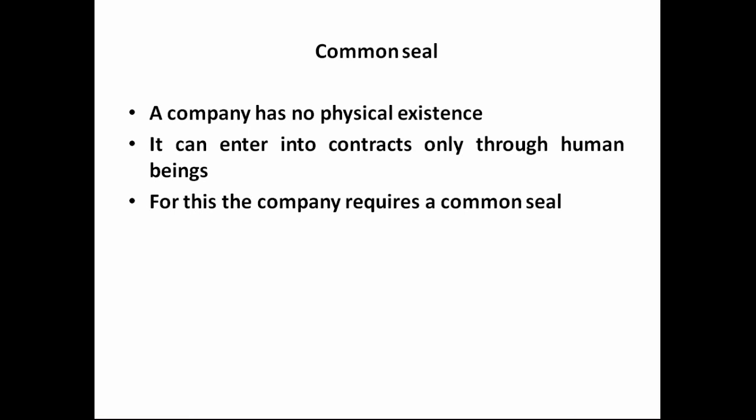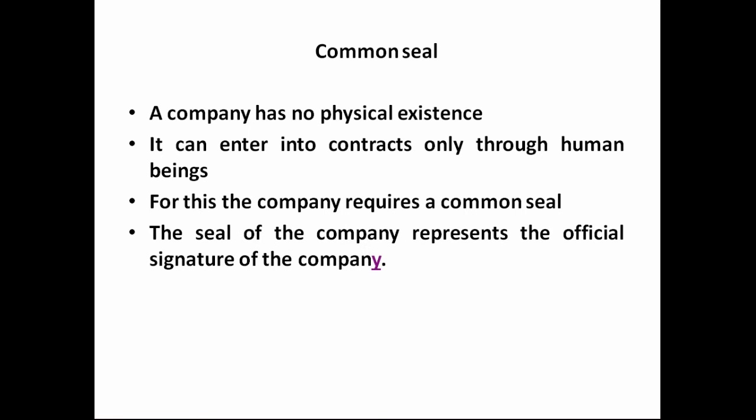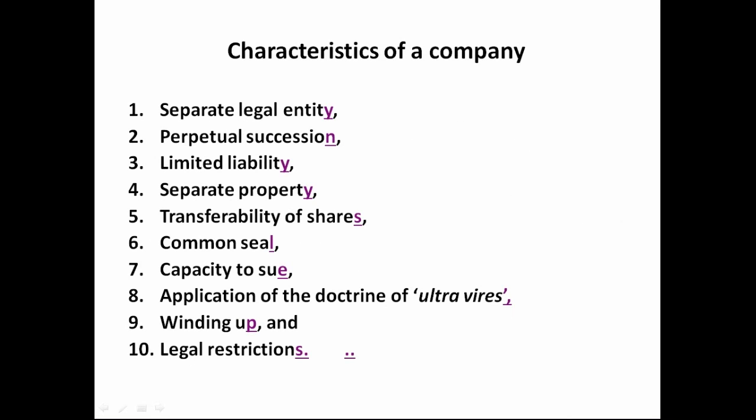Now, to enter into a contract, a company requires a common seal. Why? Because if you are to enter into a contract, the contracting parties should put their signature, then only the agreement becomes a contract. Since a company cannot put its signature, the common seal becomes its signature. So the seal of the company represents the official signature of the company. Once the common seal is put on the agreement, it becomes the official signature of the company.